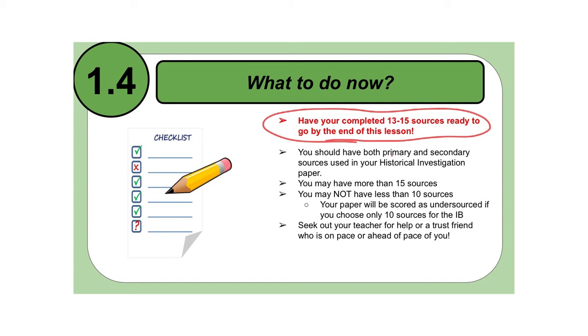You should have both primary and secondary sources in your HI. Don't forget that. You may have more than 15 sources if you would like to. That's perfectly fine, but you may not have any less than 10. 10 is the absolute minimum. And remember, if you have 10, some people in the IB still consider that an undersourced paper, but 10 is the bare minimum for us. Then you need to seek out your teacher for help, or a trusty friend who may be a little bit ahead of pace on you, to help you out if you need it. So reach out to any two colleagues that you may have, or to me if you need any assistance.